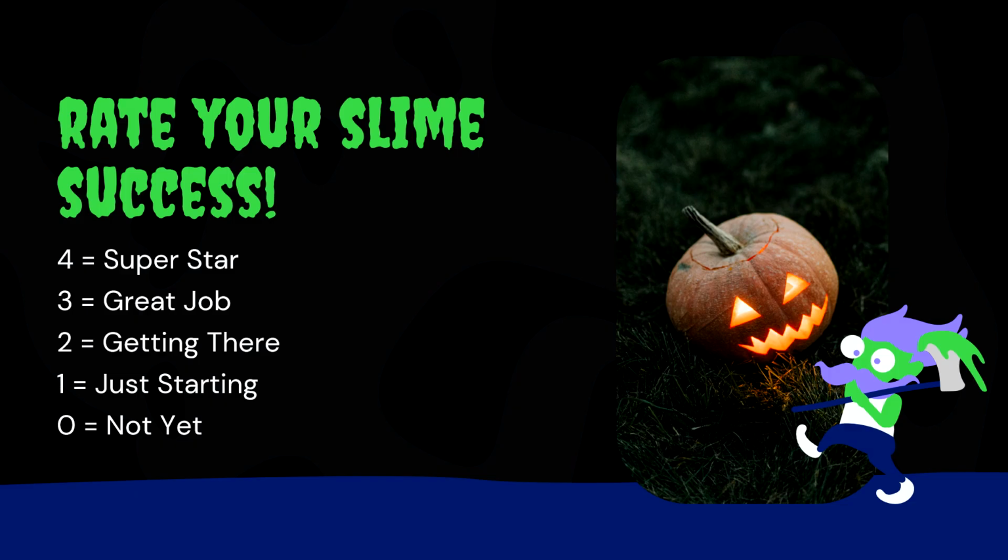So 4 means you created something new with the recipe and you nailed it. And number 3 means you followed all the steps and you made pretty good slime. 2 is you did some of the steps and they worked, but your slime still needs some help. Number 1 is you're just getting started. You tried, but the slime didn't quite turn out the way you hoped. And if you give yourself a 0, you're not quite finished with the recipe, but you'll try it next time.